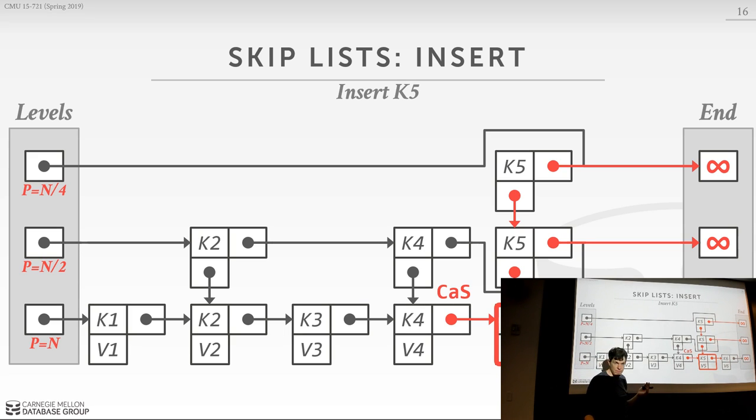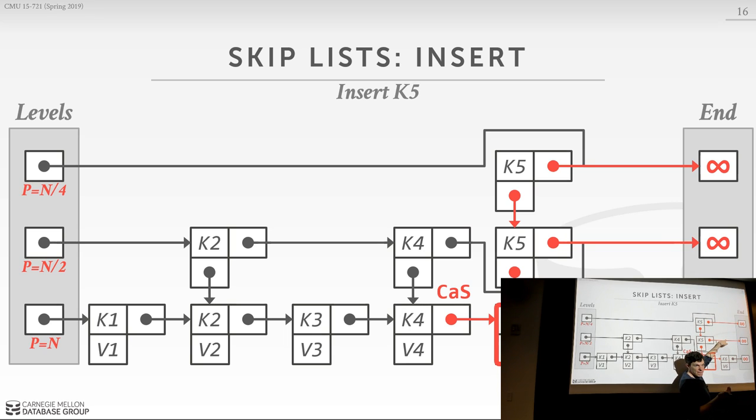What still could happen though? Say someone is looking for K5, and I've only done this. They could scan along here, and this thing still points to infinity, so they would come down and then they would see me. That's okay. But let's say that this thing pointed to K6 instead, like there was a K6 tower like this. Someone comes along, scans, sees K6, and thinks, oh, there's no K5. Is that okay? Is that allowed?